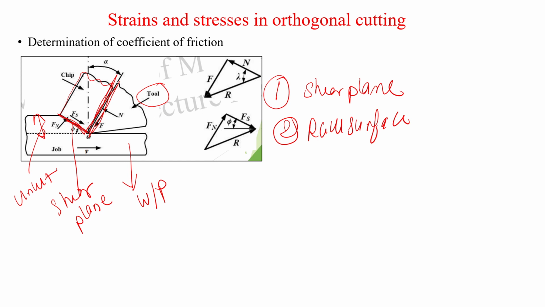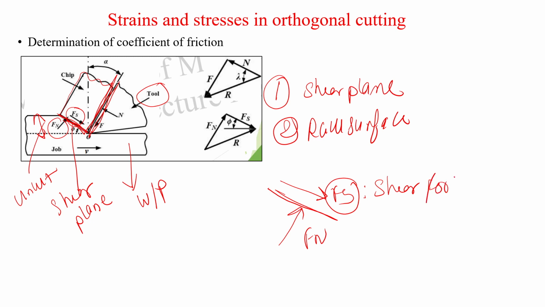So there are two forces here. One is called Fs, one is called Fn. If this is a shear plane, one force is Fs and the perpendicular force is Fn. This is called the shear force because it is developed on the shear plane. And the one perpendicular to the shear force is called the normal force to shear. So these two forces are developed on the shear plane.